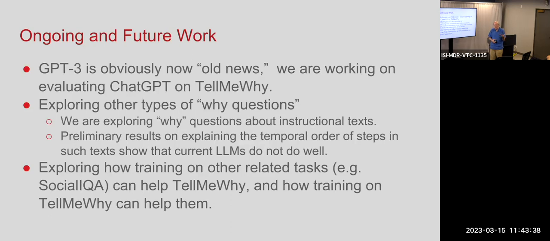You ask about the instructional text, why did this step come before that? Why did that step come after that step? In humans, you can generate pretty good answers. And the models generate some good things, but mostly are not able to understand why you do things in the order that you do in instructional text. We're also exploring how training on other related tasks, like social IQA, can help answer questions in TellMeWhy, and how training on TellMeWhy can help other data sets. We have some preliminary positive results on this, with TellMeWhy helping things like social IQA and maybe vice versa.